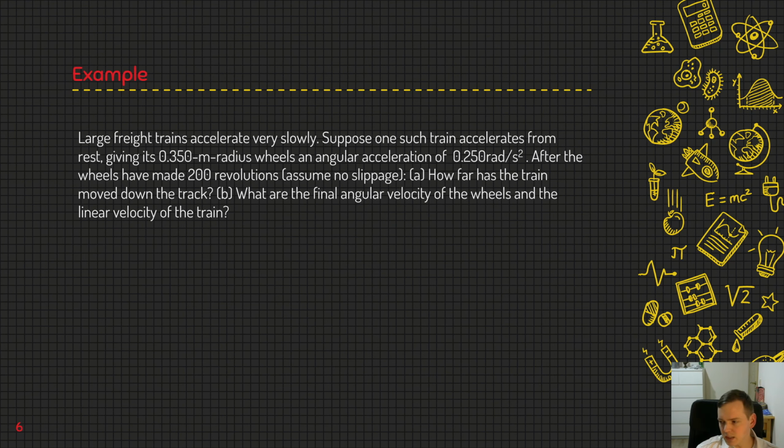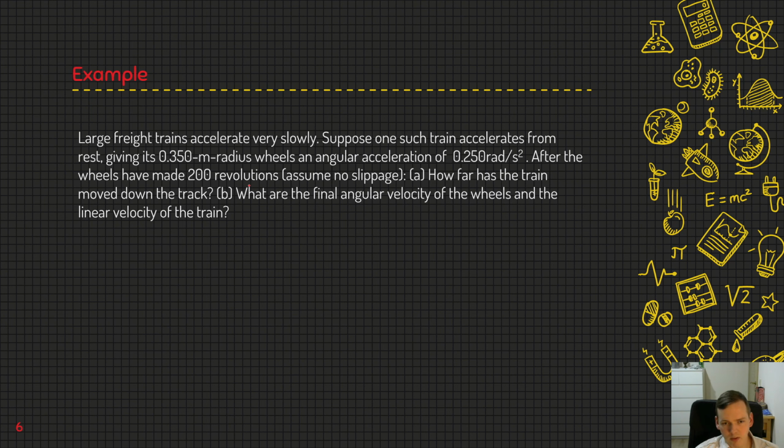Large freight trains accelerate very slowly. Suppose one such train accelerates from rest, giving it 0.35 meter radius wheels and angular accelerations of 0.250 radians per second squared. After the wheels have made 200 revolutions, assuming it doesn't slip, how far has the train moved down the tracks? What is the final angular velocity of the wheels and the linear velocity of the train?